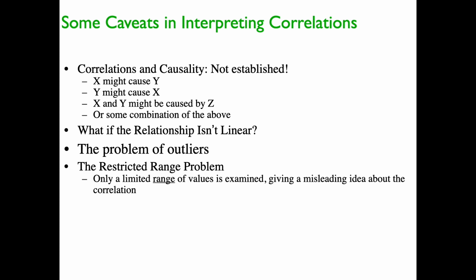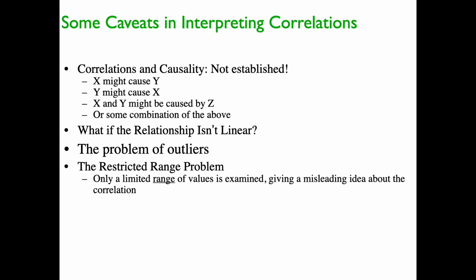And then there's another problem that's sort of unique to correlations, and it's called the restricted range problem. What happens in the restricted range problem is that you end up only looking at a limited range of values, and it gives you then a misleading idea about what the correlation is between two variables. So here's what I mean.